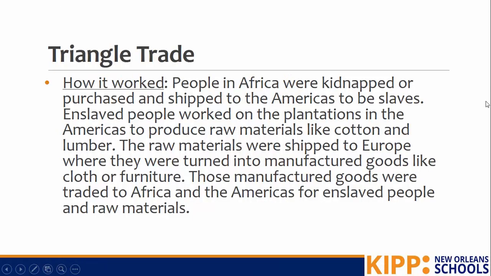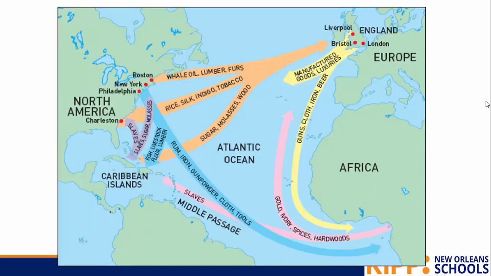So here's how it worked. People in Africa were kidnapped or purchased, and they were shipped to the Americas to be slaves. The enslaved people would work on the plantations in America to produce raw materials like cotton and lumber. The raw materials were shipped to Europe, where they were turned into manufactured goods like cloth or furniture. These manufactured goods were traded to Africa and the Americas for enslaved people and raw materials. So we can see how each leg of this needs the other, and each one is causing the other to need more enslaved people, raw materials, or finished goods.